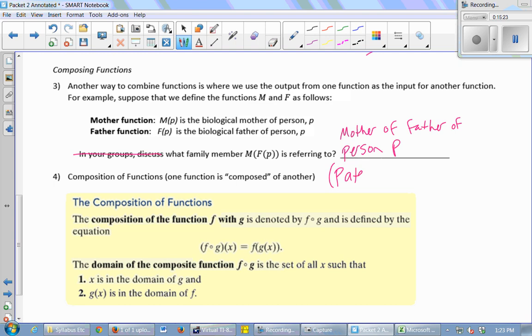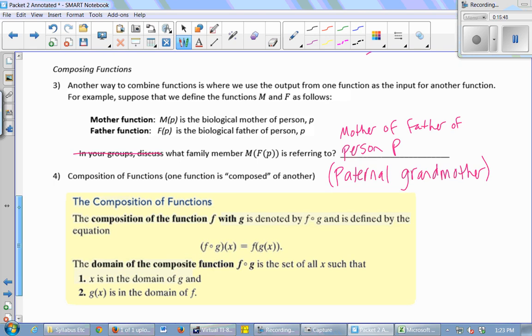Paternal grandmother. So we used the output, right? f of p is its own thing. That means the father of person p. So f of p was an output of the father function, and we used that output f of p to mean a new person that was an input into the mother function.